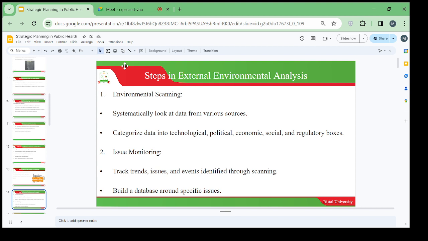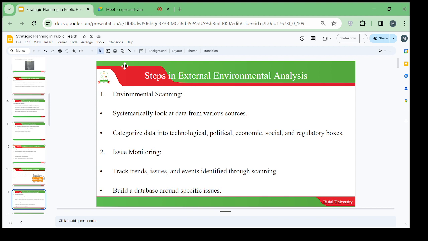One is environmental scanning. You look at data from different sources and then look at how they can affect the organization. So look at the technological factors, political factors, economic, social, and regulatory factors that can affect. So you need to categorize those factors through those different categories, and then monitor trends.